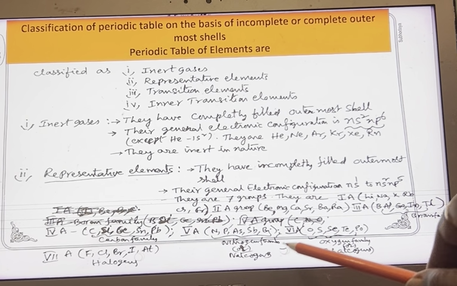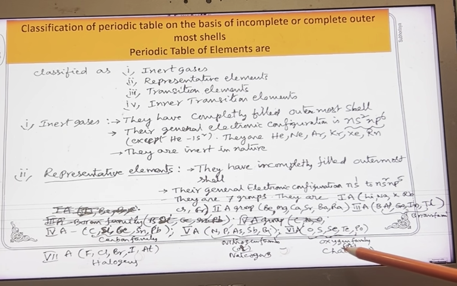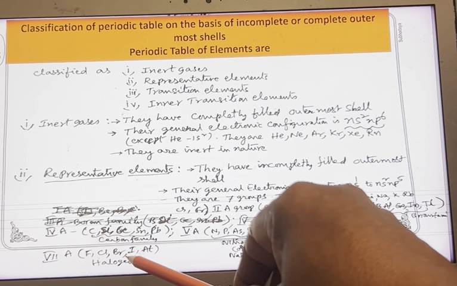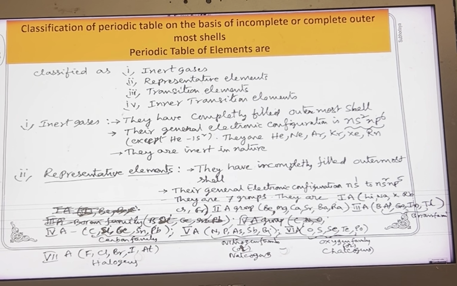Next, sixth A: oxygen, sulfur, selenium, tellurium, polonium. They are chalcogens. They are mineral forming, ore forming elements. So they are called chalcogens. And 7th A group: fluorine, chlorine, bromine, iodine, astatine, they are called halogens. Halo means sea salt producers. They form sea salt, sodium chloride, the main ingredient in sea water. Fluorides too; they are called sea salt producers, halogens.